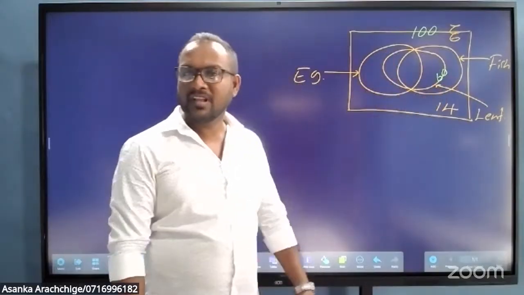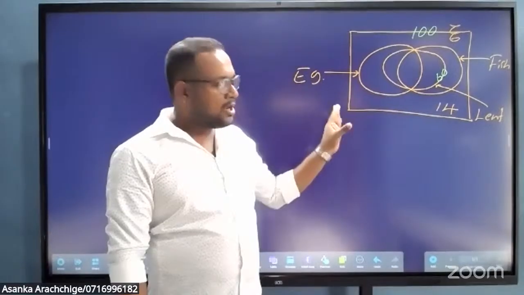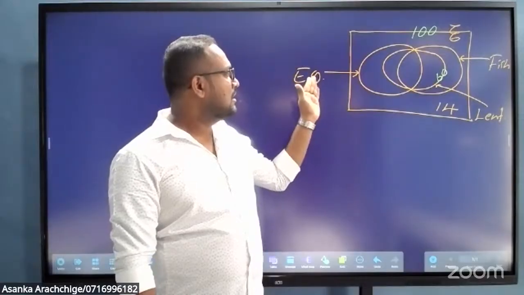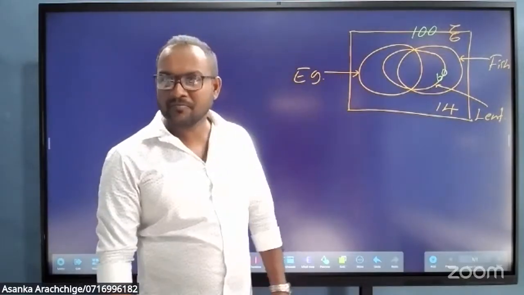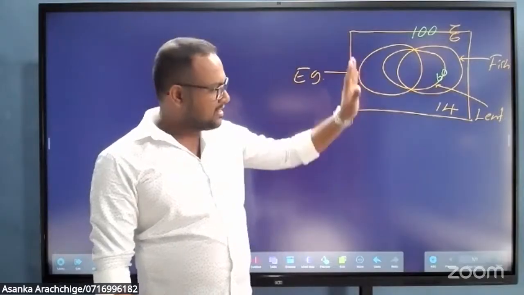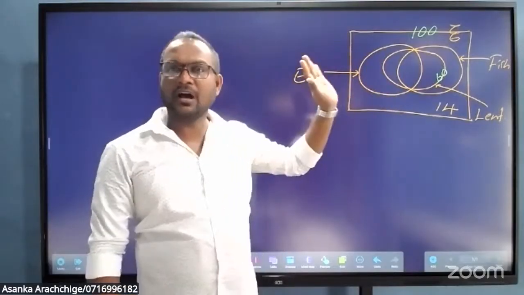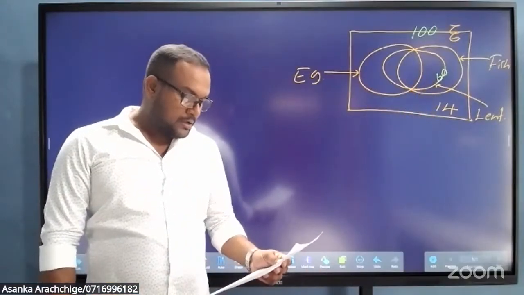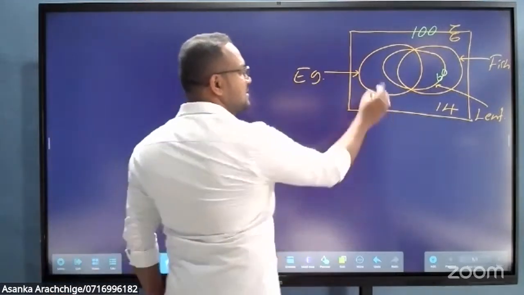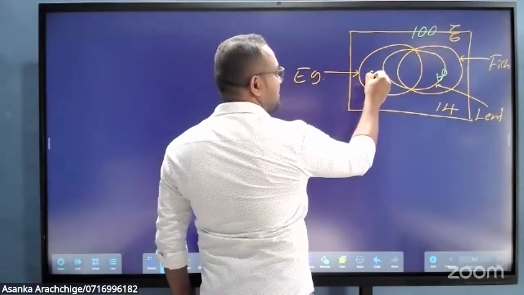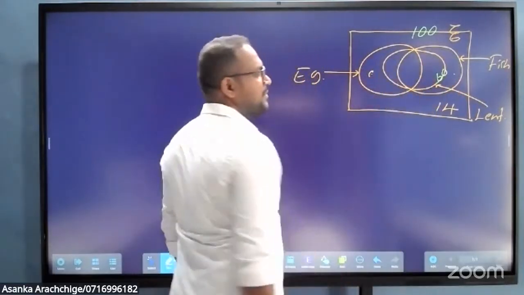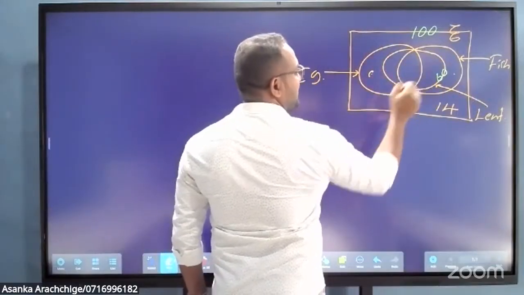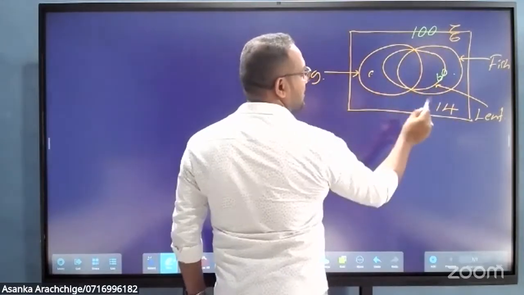these two. Understood? Therefore, all the customers who bought lentils have bought either egg or fish. Understood? Okay. The question asks for exactly one item. That means the number of elements in this region and this region. Total is 100. This region contains 60. Outer region contains 40.